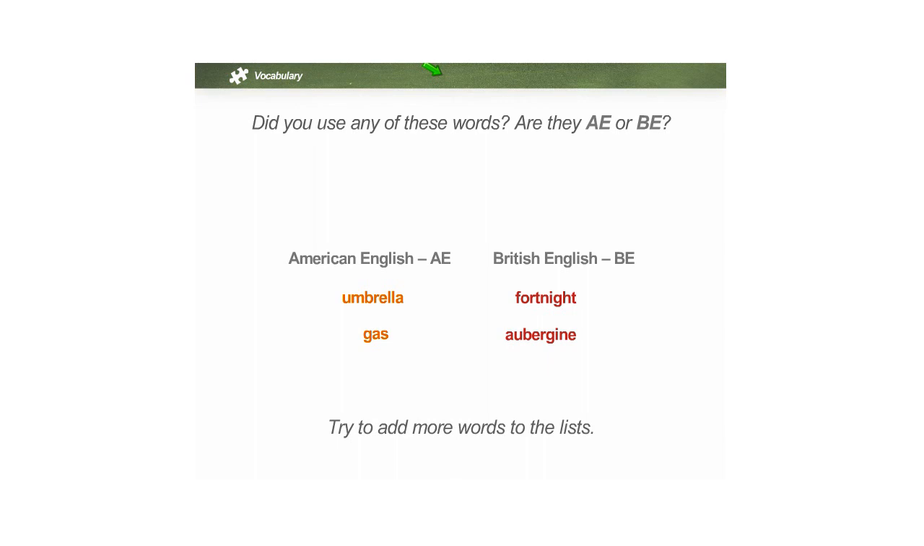And what's the definition? Okay, let's have a look. So an aubergine is something you eat. And the American word for aubergine is an eggplant. An eggplant is a big purple vegetable, and you put it into casseroles.